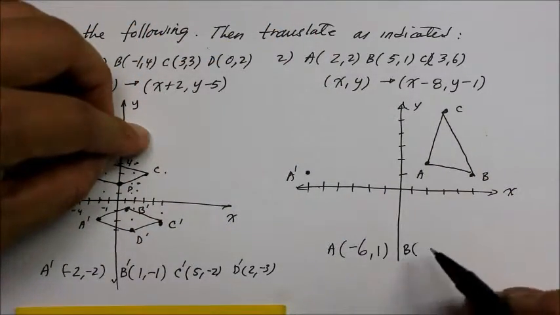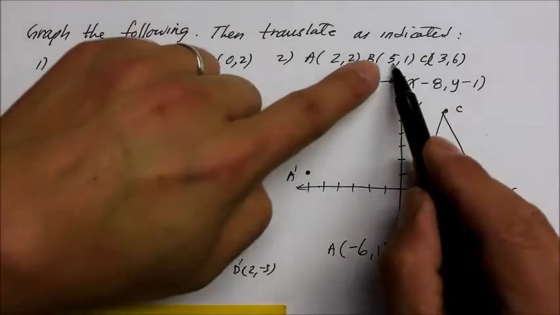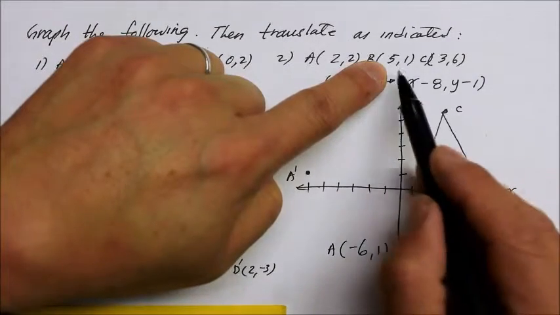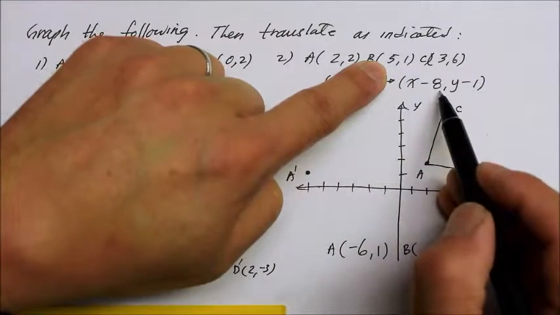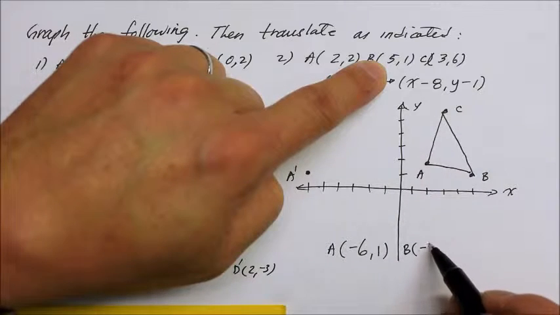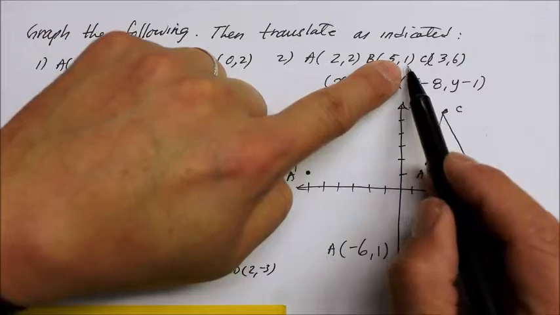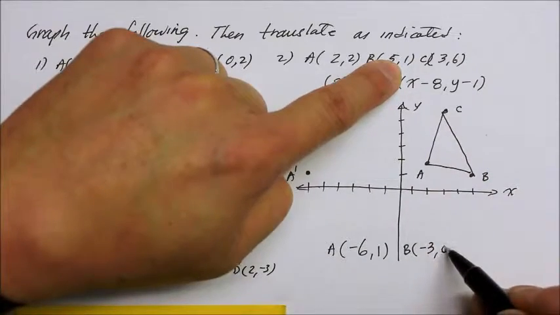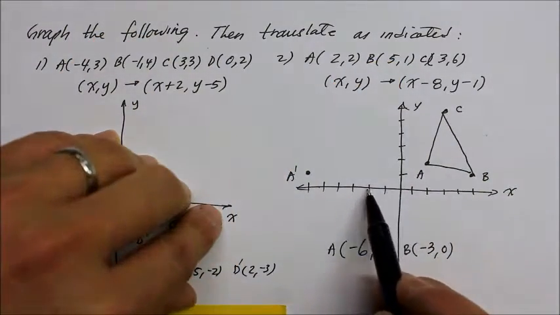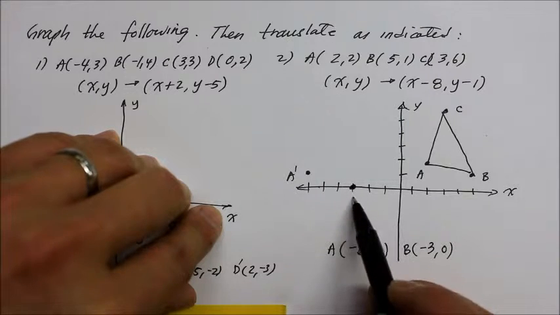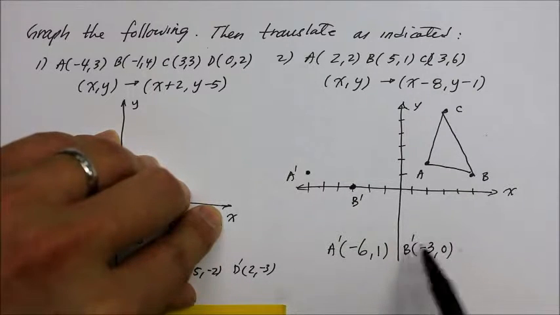The B was 5 and 1. Take the 5, but minus 8. $5 in the bank, take out $8. You took out too much. You're going to owe the bank $3, minus 3. Whatever the 1 is, minus the 1, is going to be a 0. So the new coordinate is 1, 2, 3, and a 0 right there. There's your B prime. A prime, B prime.